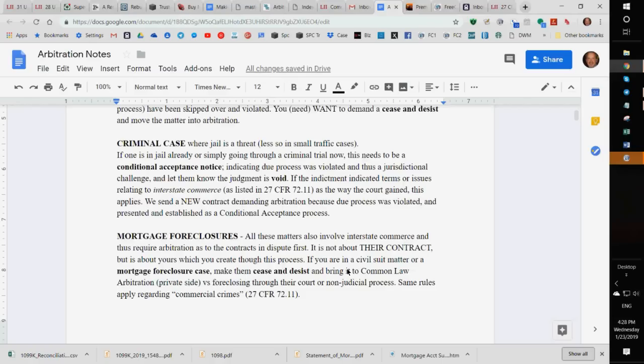This is the tricky language they've used on this. It's all commercial commerce matters. Therefore, Congress can create their rules and spread their rules outside the borders of the District of Columbia.